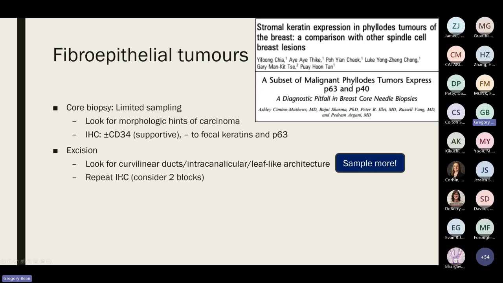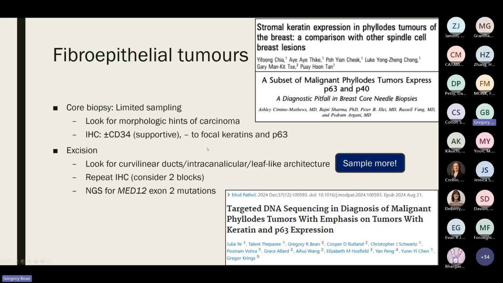And sometimes you can consider doing it on 2 blocks because, again, these lesions are heterogeneous, both in morphology and even in immunohistochemical staining. I've seen some cases where 1 block is negative and another block is positive. So you still probably have to do the IHC. And then if really these don't work out, then at the excision stage, if you want to still try for a definitive diagnosis, you can do NGS and look for MED12 mutations, which are seen in fibroepithelial tumors and not metaplastic carcinomas.